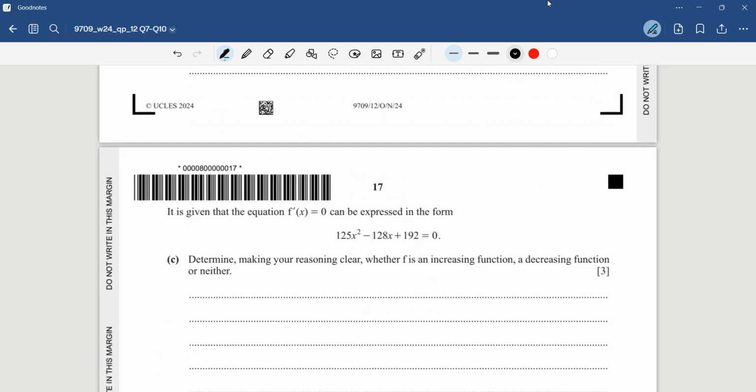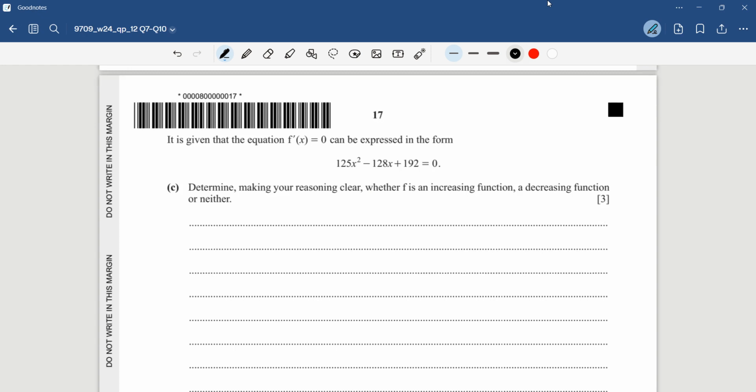The last part here, it is given that f prime equal to 0 can be expressed in this form. Determine, making your reasoning clear, if f is an increasing function, a decreasing function, or neither. Okay, so first we try to find the turning point, whether you have a turning point or not. And if there's a turning point, then we find the coordinate.